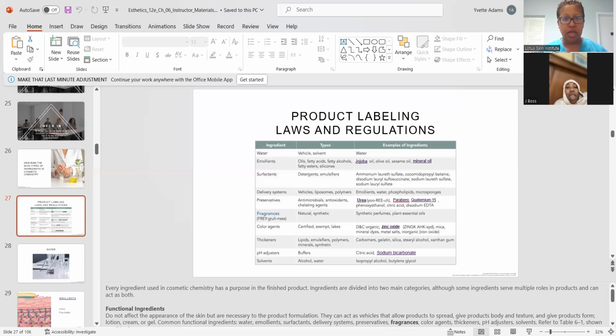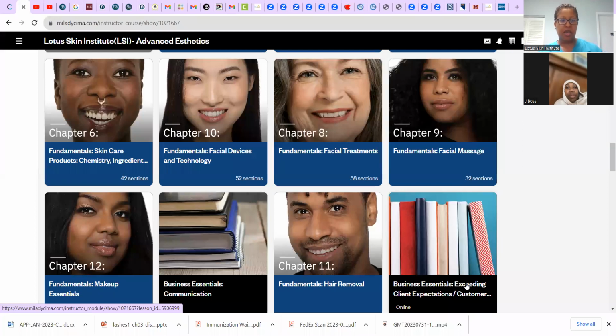So the next one is going to be facial devices and technology. This whole row right here is where we're going next. We're going to do facial devices and technology next. And then next week, facial treatments and facial massage.